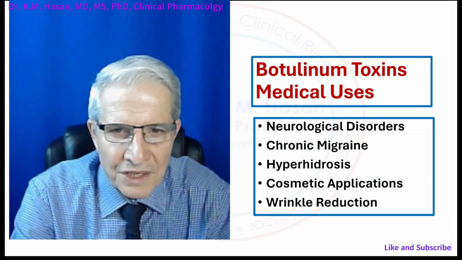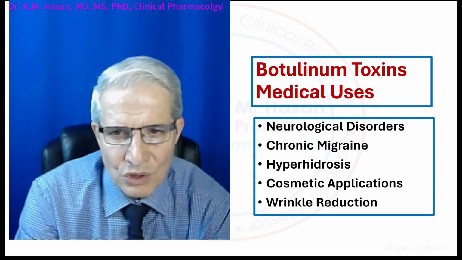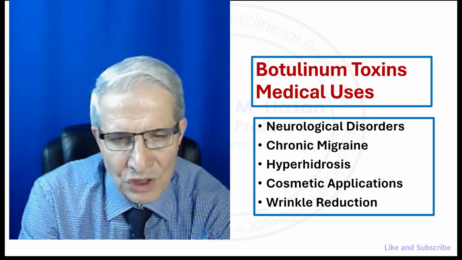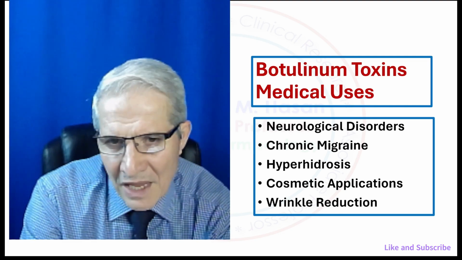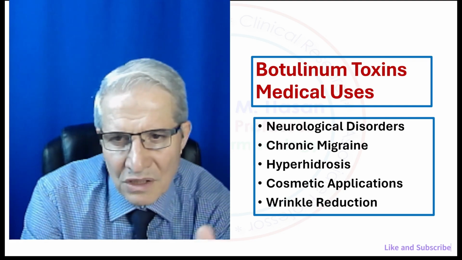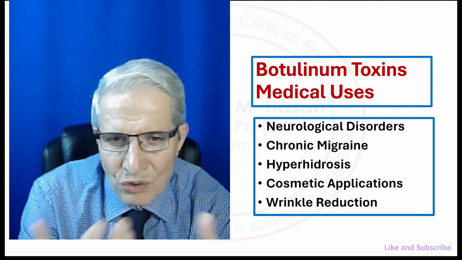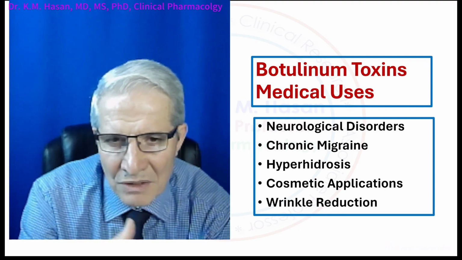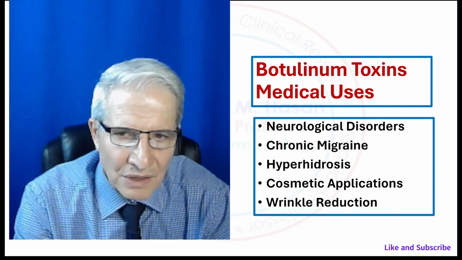What are the clinical uses of botulinum toxin? As you can see, we can use botulinum toxin for the treatment of neurologic disorders, chronic migraine, a type of headache, and hyperhidrosis, like severe sweating in the palms and feet. It could also be used for cosmetic application, wrinkle reduction. So we have several applications in clinical practice.